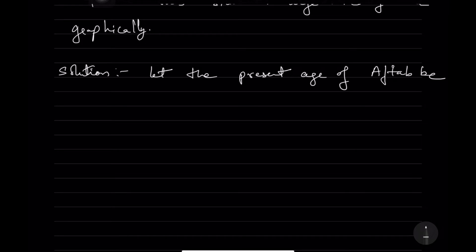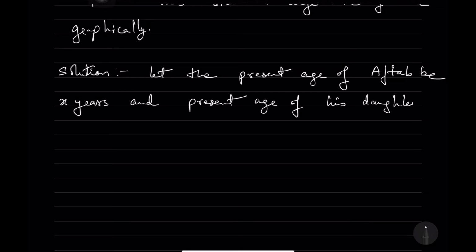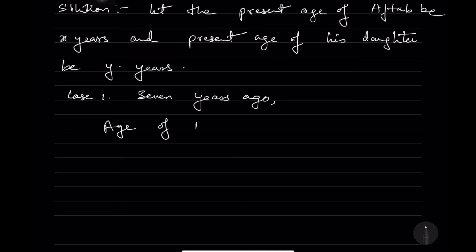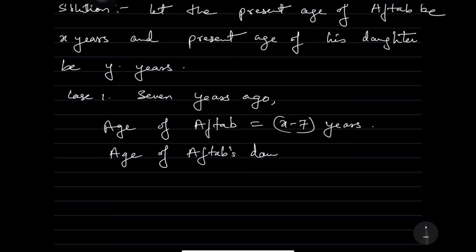So how do we go about this problem? We'll see. Solution. Let present age of Aftab be x years and present age of his daughter be y years. We have two cases here. In case 1, 7 years ago, age of Aftab is equal to x minus 7 years. Age of his daughter is equal to y minus 7 years.